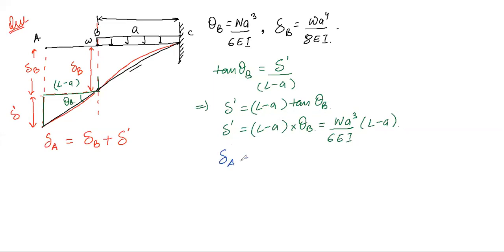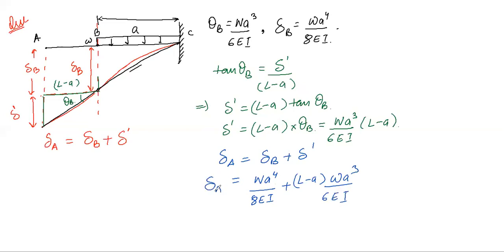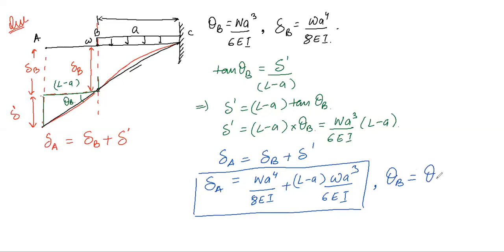The deflection delta A is defined as delta B plus delta dash, right? Delta B you have already defined, that is WA⁴/8EI, plus L minus A into WA³/6EI. This is the deflection at point A. This is a very short method, convenient to understand, and it is simply a jugaad method with which you can easily calculate things. That is one. The second thing is the slope: the slope of theta B is the slope of theta A, always remember. So the value that remains is WA³ upon 6EI.